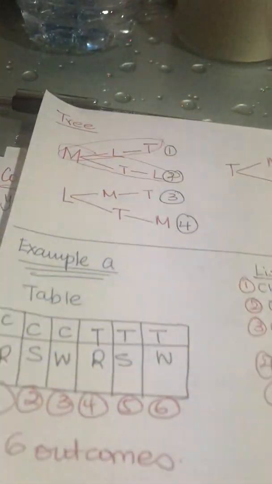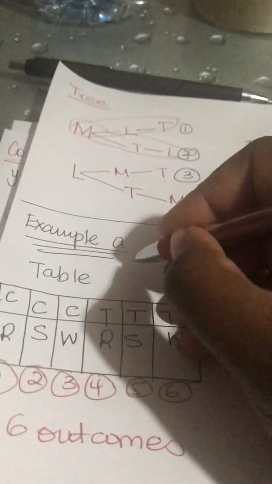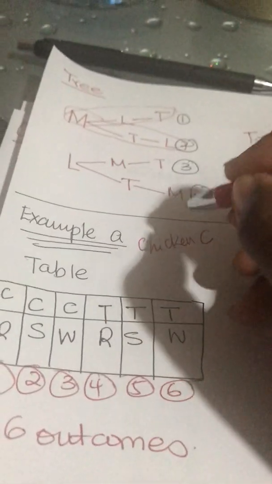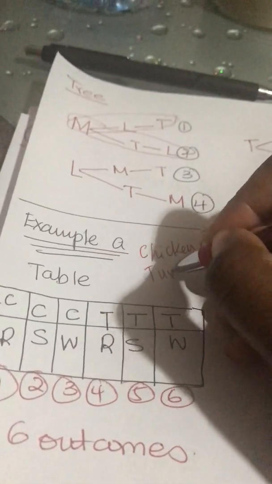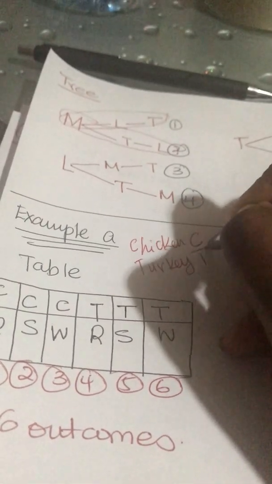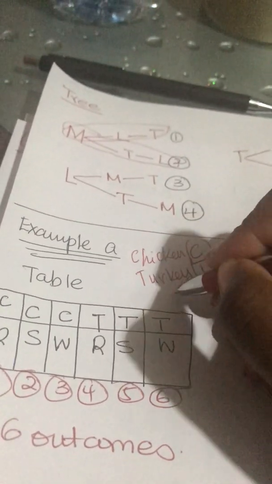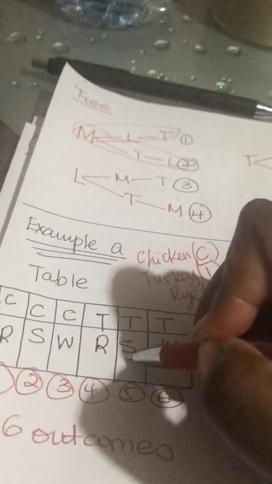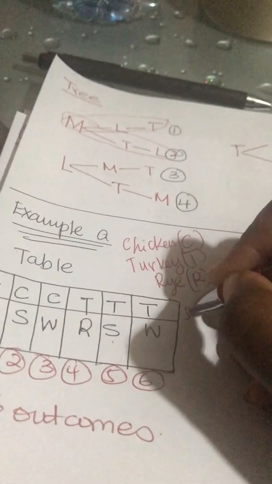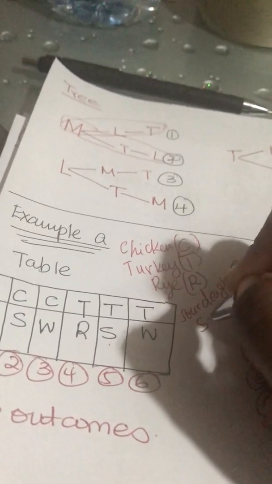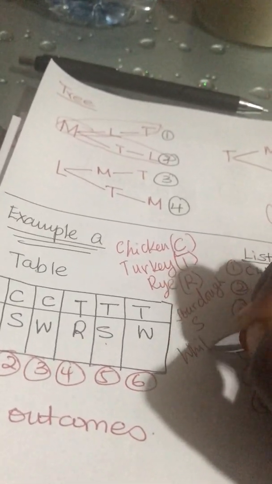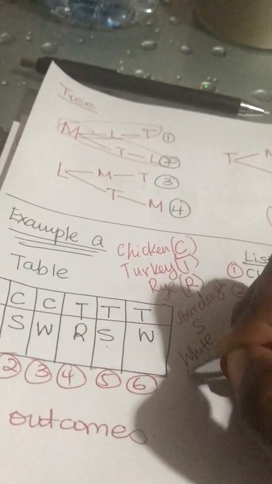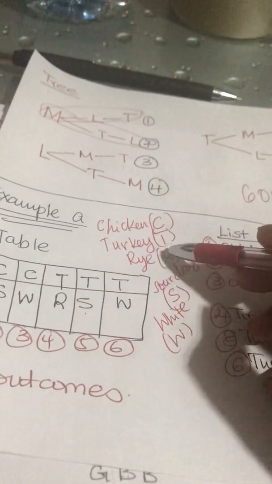So, here. I said chicken is C. I said turkey is T. I said rye is R. I said sourdough is S. And I said white bread is W. Okay? Those are the letters, what they stand for.